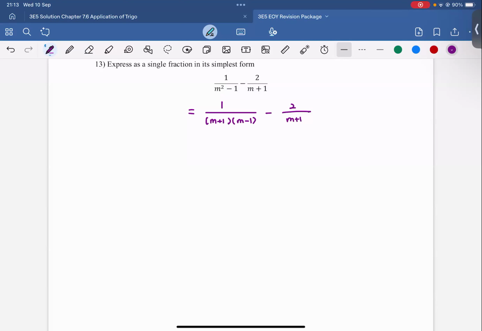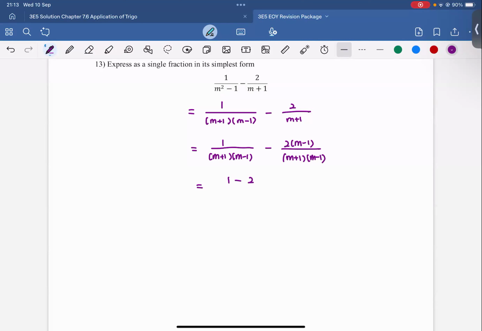Now you can see that they actually have common factors. I just multiply the second fraction by m minus 1, and I will have a common denominator already. So this one, I just need to multiply by m minus 1 on top, and multiply by m minus 1 below. Now the denominator is the same already. Then I can add them together.